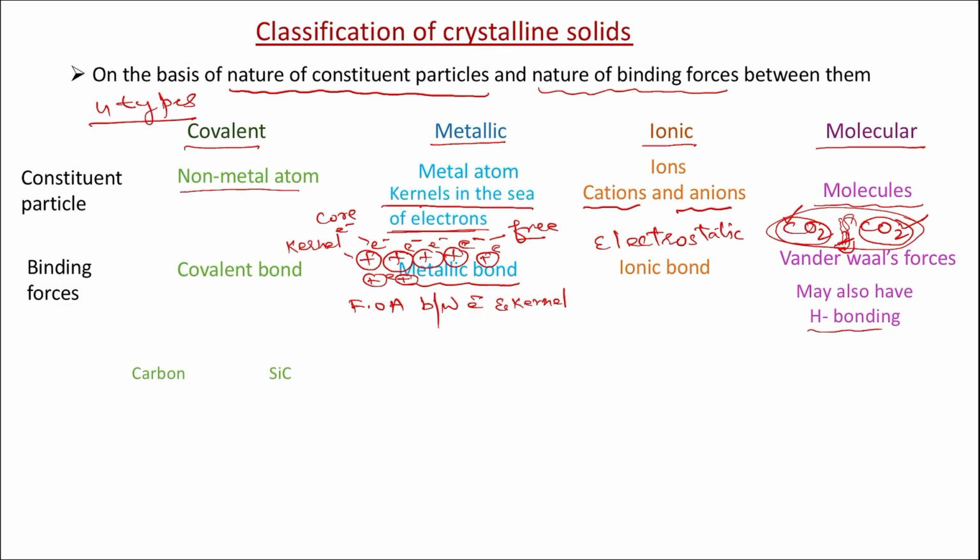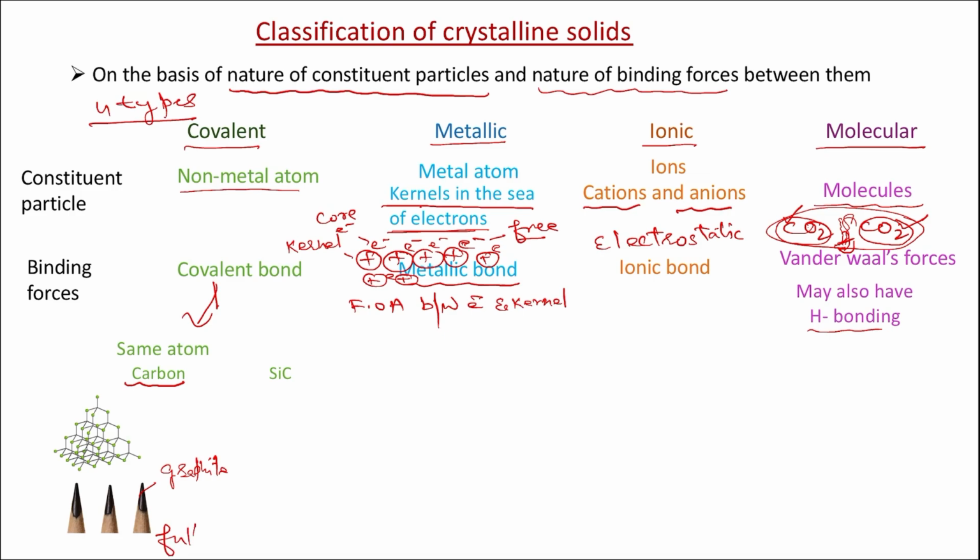Now next come to the covalent solids. Covalent solids may have the same atom or different atoms. Same atom, for example, carbon. If we talk about the crystalline solids of carbon, it gives us three types, which are the allotropes, crystalline forms of carbon. That is diamond, then graphite, which is present in pencil leads, and third is the fullerenes.